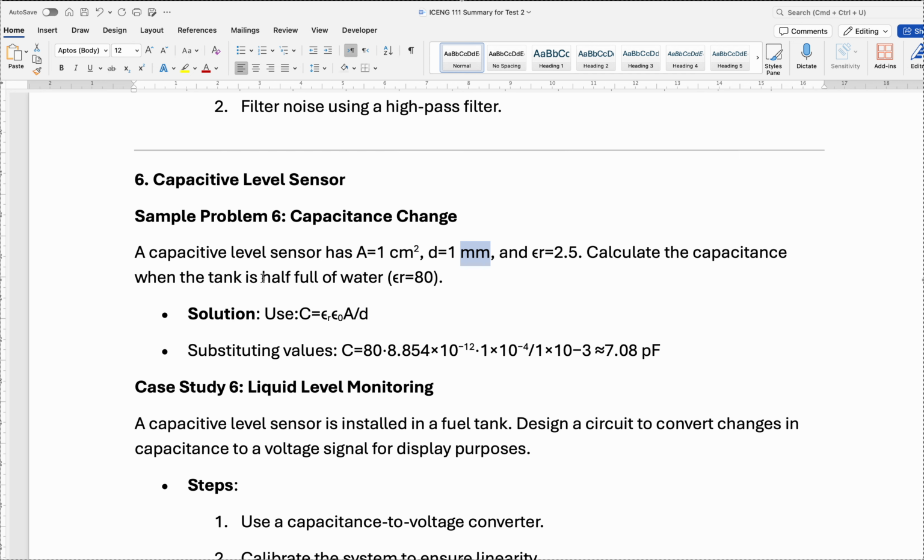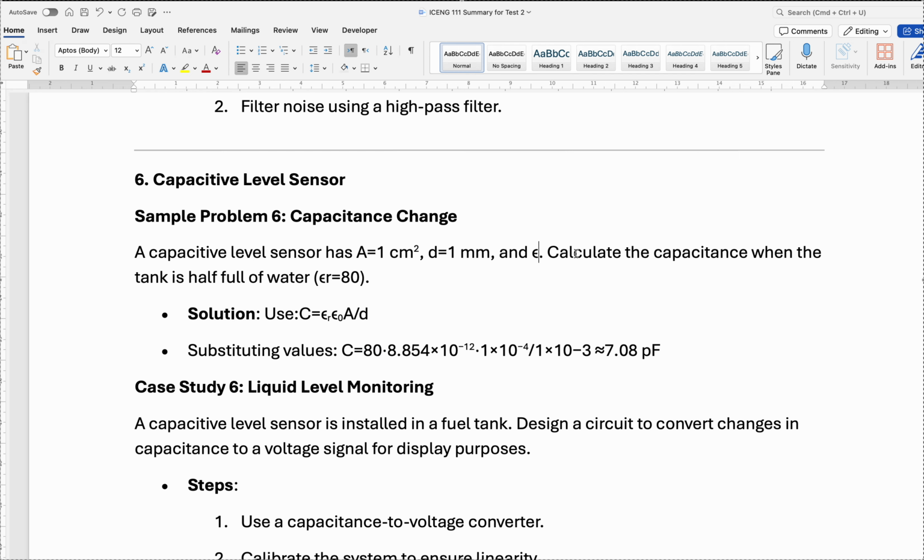Calculate the capacitance when the tank is half full of water. ER is equal to 80. Now, is it 2.5 or 80? That's confusing. We need to have only one value, not two values. So let's see the solution to understand which value he used. I think he used the one which is down there, that is 80 times E naught, which is 8.854. I'm going to fix this.